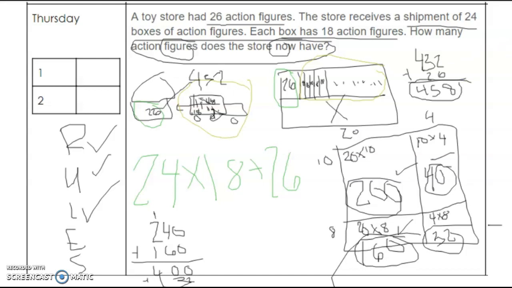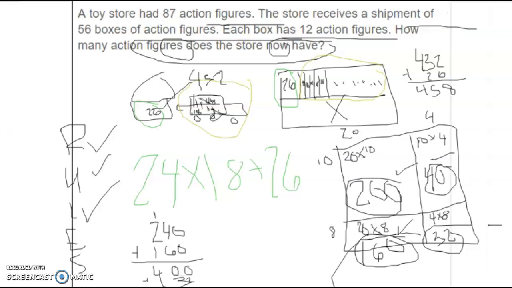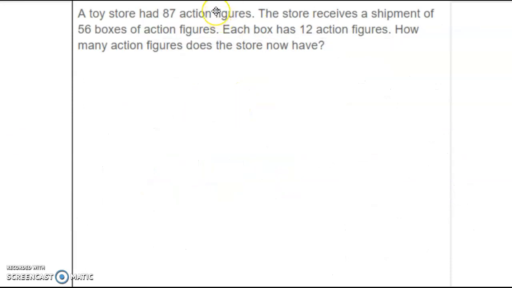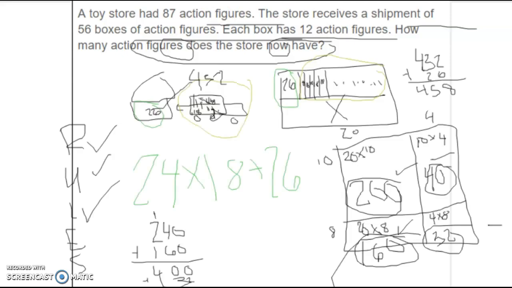Okay, so you're going to go ahead and solve the next problem on your own, which looks very similar, but it has different numbers. So go ahead and solve this one on your own. I should see all this work.